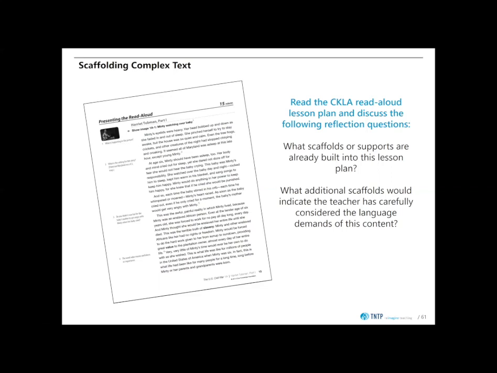Additional scaffolds that would indicate the teacher has carefully considered the language demands of the lesson could include several activities or resources taken directly from the supplemental guide, such as the vocabulary chart, graphic organizers such as the Civil War map, response card to preview, review, and discuss read aloud content, the slavery and freedom T-chart.